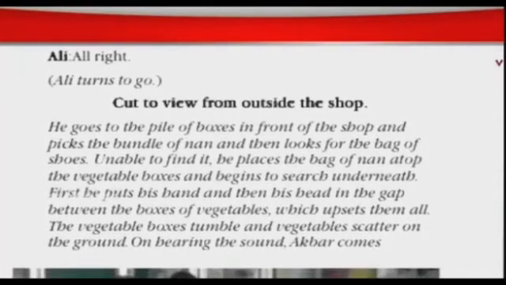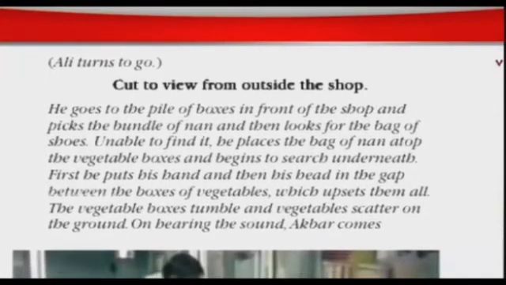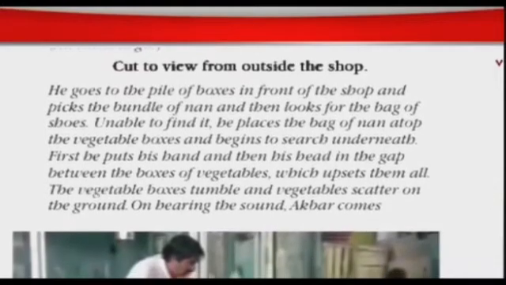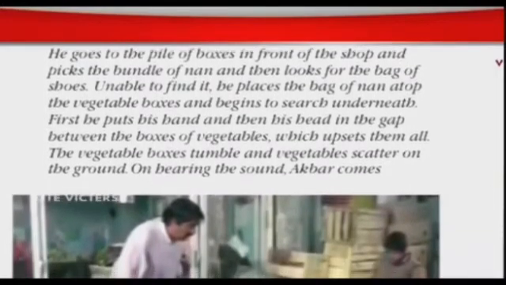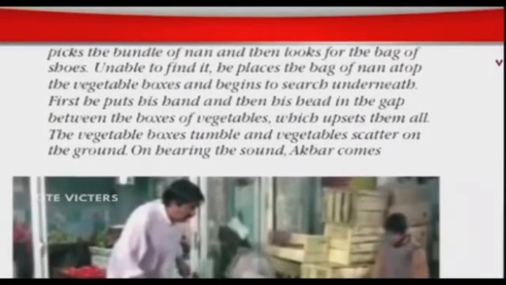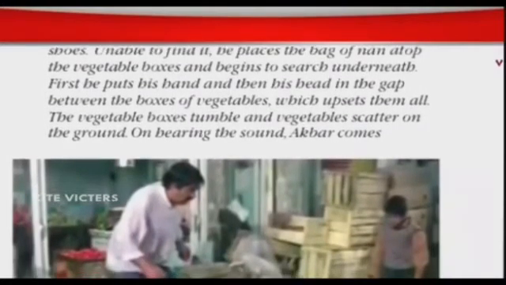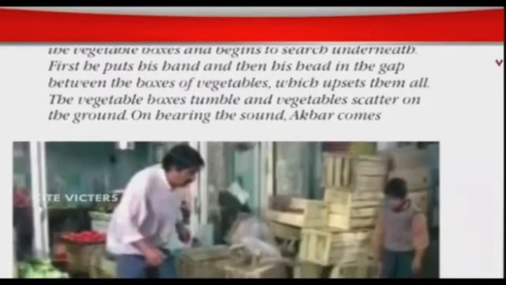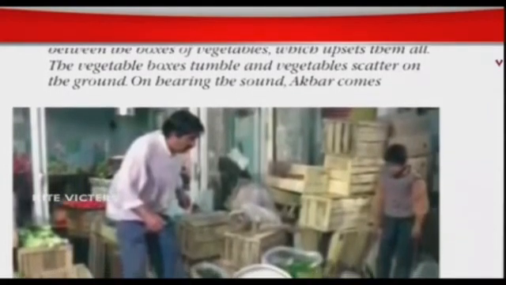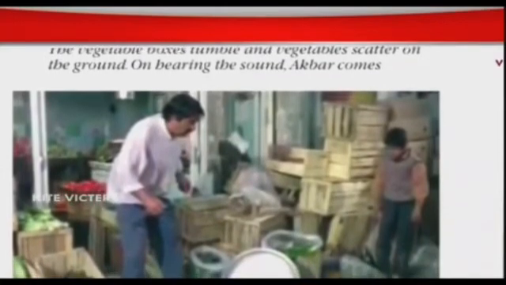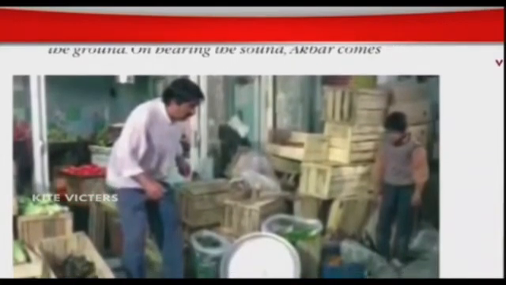He goes to the pile of boxes in front of the shop and picks up the bundle of naan, and then looks for the bag of shoes. Unable to find it, he places the bag of naan atop the vegetable boxes and begins to search underneath. First, he puts his hand and then his head in the gap between the boxes of vegetables, which upsets them all. The vegetable boxes tumble and vegetables scatter on the ground.